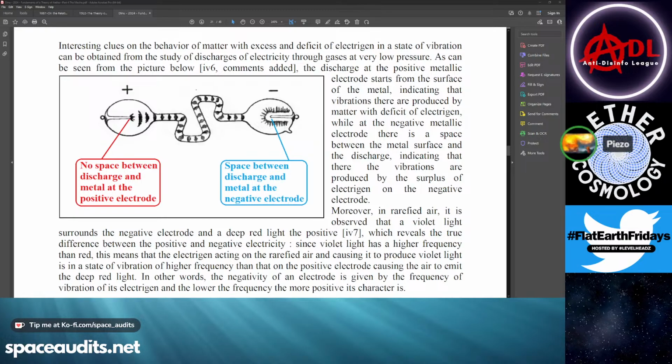Moreover, in rarefied air, it is observed that a violet light surrounds the negative electrode and a deep red light the positive, which reveals the true difference between the positive and negative electricity. Since violet light has a higher frequency than red, this means that the electrogen acting on the rarefied air and causing it to produce violet light is in a state of vibration of higher frequency than that on the positive electrode, causing the air to emit the deep red light. In other words, the negativity of an electrode is given by the frequency of vibration of its electrogen, and the lower the frequency, the more positive its character is.